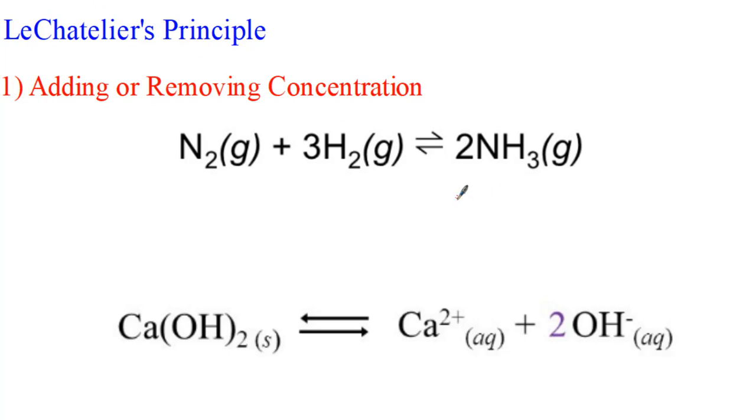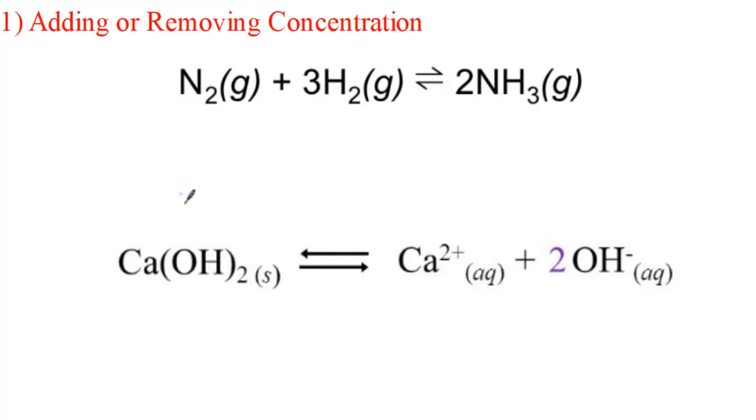Let's say we add ammonia. Where's my reaction going to shift if I add ammonia? It's going to shift to the reactants, which means I'm going to make more N2 and more H2 because it shifts away from that change. So wherever you're adding, it's going to shift away from that change.